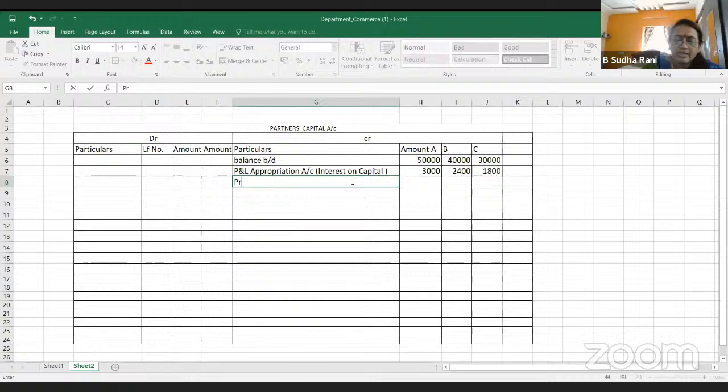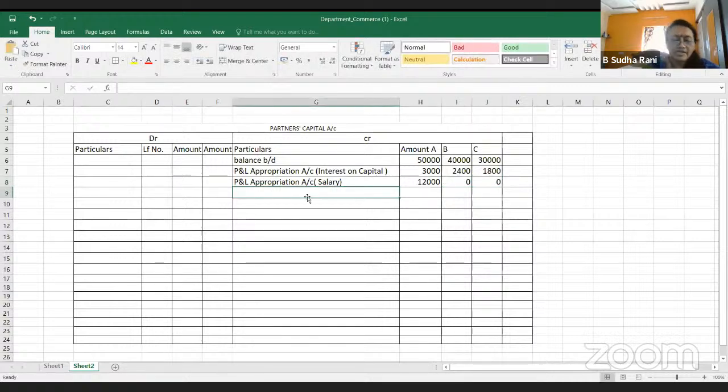So from where are we taking that? From the P&L appropriation account. For the salary, who is receiving the salary? Partner A. So only in partner A's account we will write the salary. What is the amount of salary we calculated over there? 12,000. The rest are not receiving, so leave blank. It is an Excel sheet now, so it is showing formula. So 0, 0, because they are not receiving.